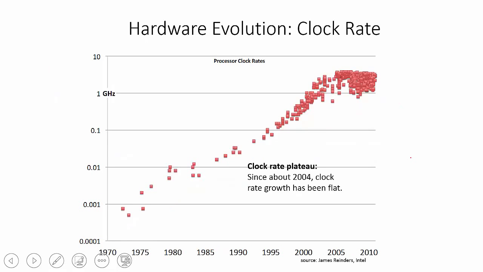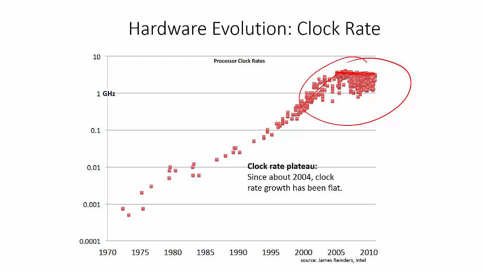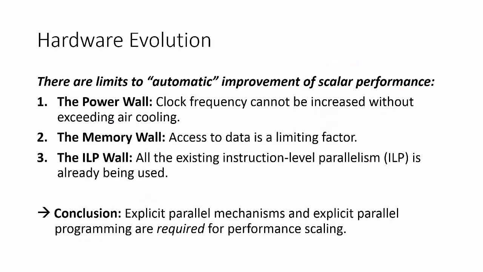However, the clock rate was quite different. Roughly in 2004, the maximum clock rates in processors stopped increasing. So here we have the plateau of the clock rate. We're not increasing clock rates any longer. This is part of the reason why we can't increase performance, but there are other reasons also.